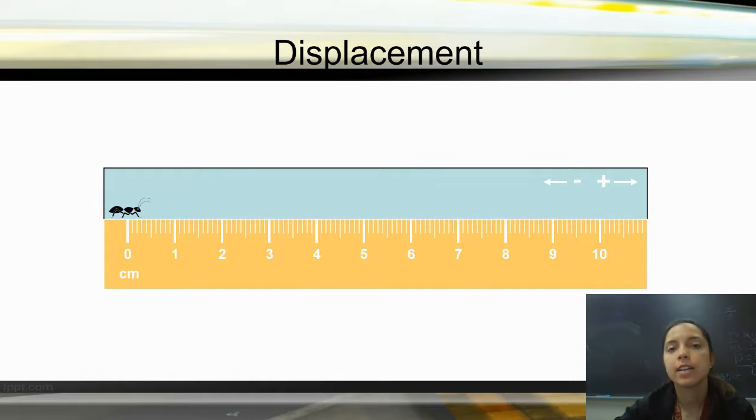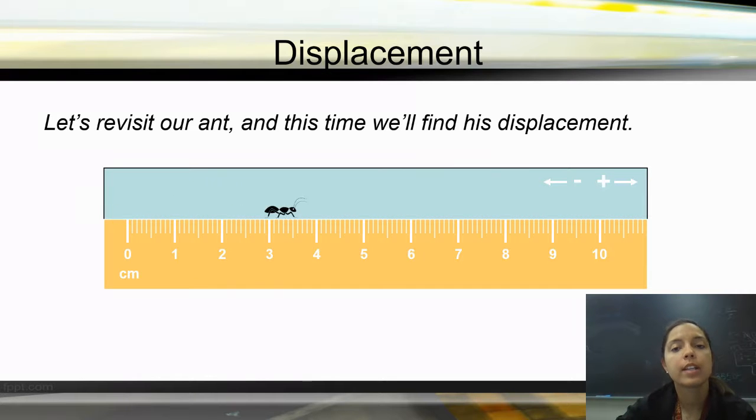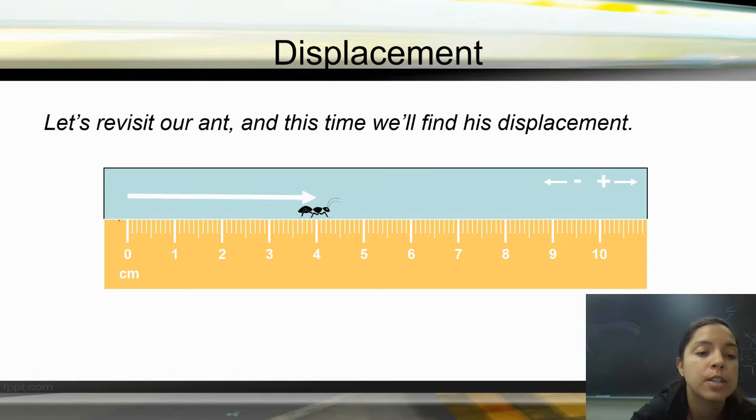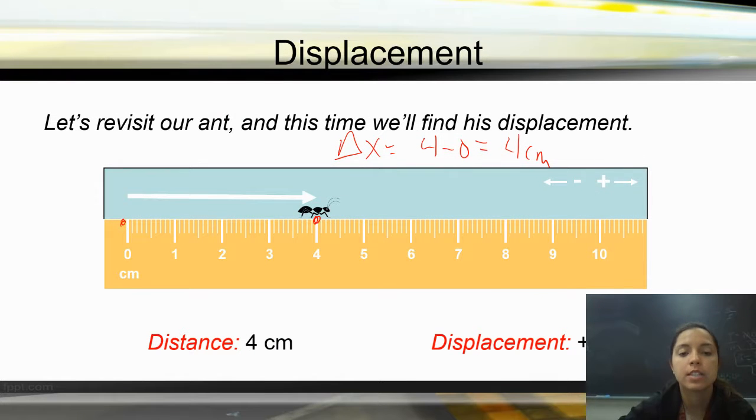Okay, now let's see our friend. What is it going to do now? So now we're going to find the ant's displacement. The starting point was 0 and the end point was 4. So if we do the equation, change will be 4 minus 0. That's going to give me 4 centimeters. So that ant was displaced 4 centimeters.